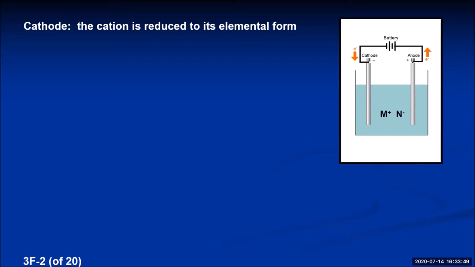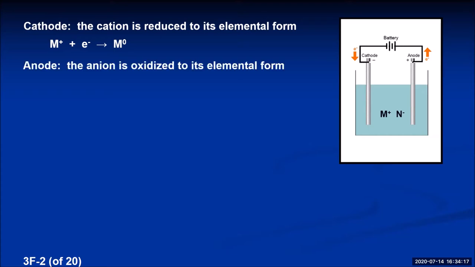So what would that reaction be? It would be M plus yields M zero. And in order to do that, this would have to gain one electron so that the charges on the reactant and product sides are equal to each other. So when you have an electric current pass through a molten salt, it's the cation that's always going to wind up being reduced. The anode is where oxidation is going to occur, and that's where the non-metal ion is going to be oxidized up to its elemental state.